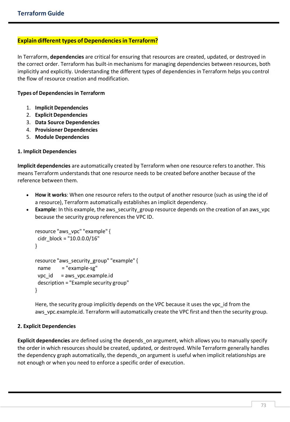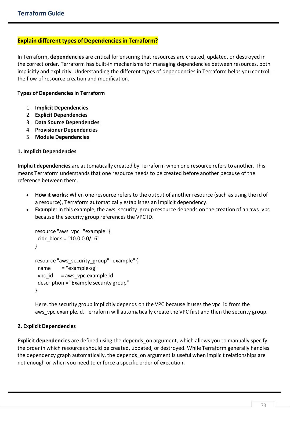In this example, the AWS security group resource depends on the creation of an AWS VPC because the security group references the VPC ID. Resource "aws_vpc" "example". Resource "aws_security_group" "example". The security group implicitly depends on the VPC because it uses the aws_vpc.example.id. Terraform will automatically create the VPC first and then the security group.